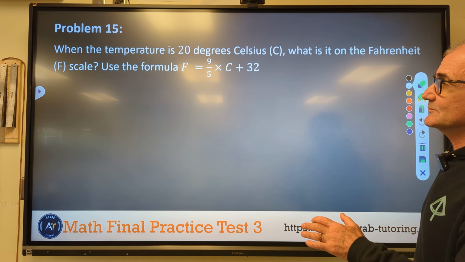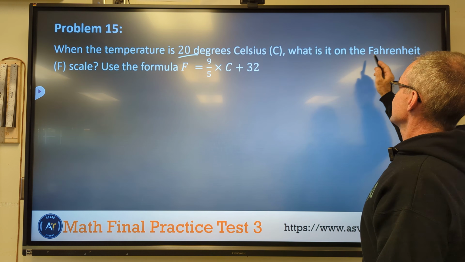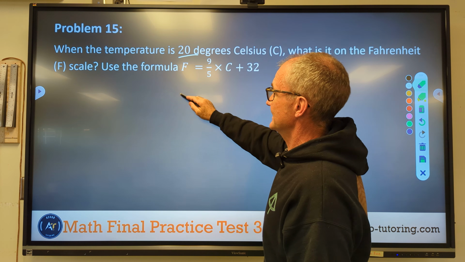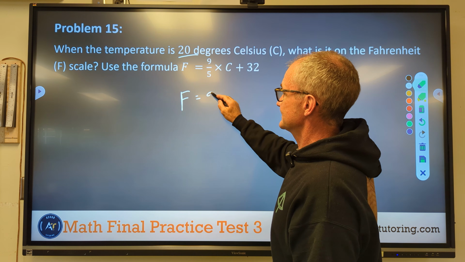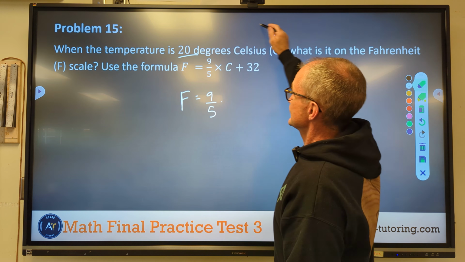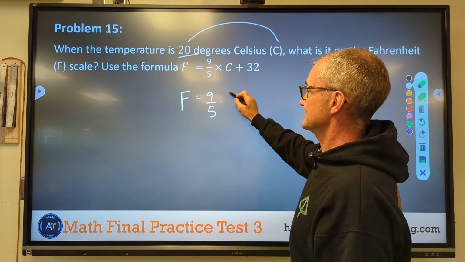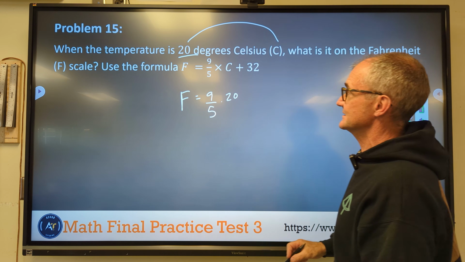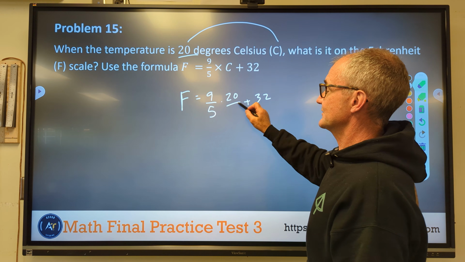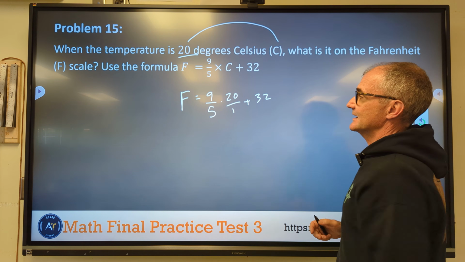Problem number 15, when the temperature is 20 degrees Celsius, what is it in Fahrenheit? Use this formula. So Fahrenheit is equal to 9/5 times Celsius. Well, it's telling you this is Celsius, so C and 20 are the same. So I'm just going to take that 20, plug it in there for C, and then I'm going to add 32 to it. Order of operations is important here. You need to multiply before you add.